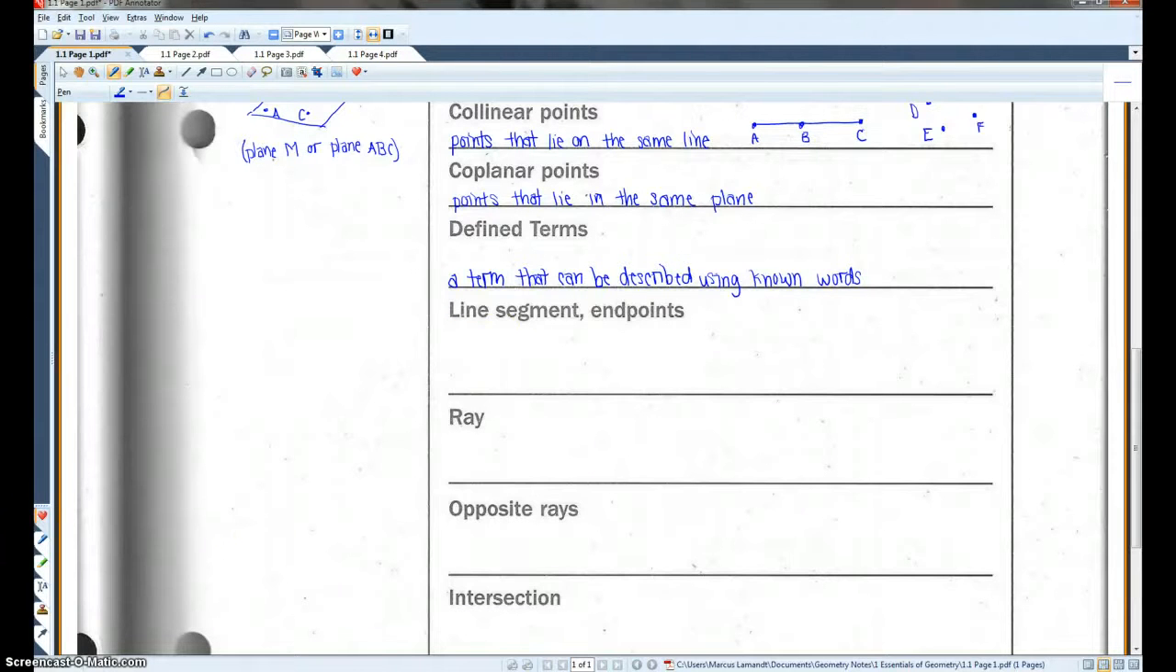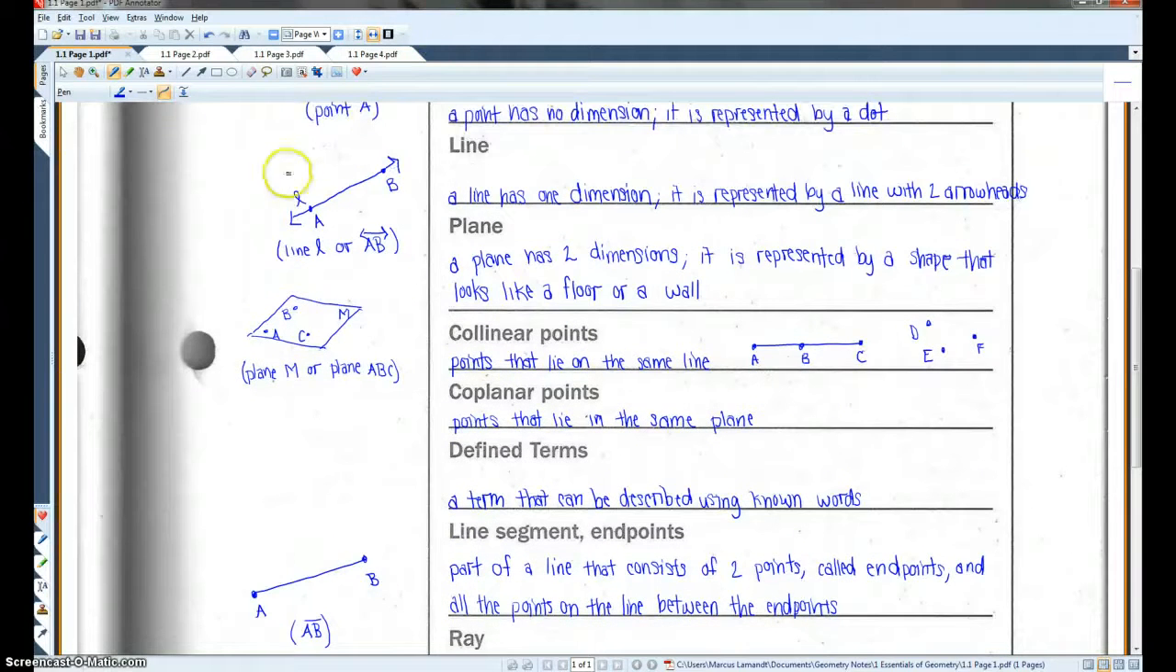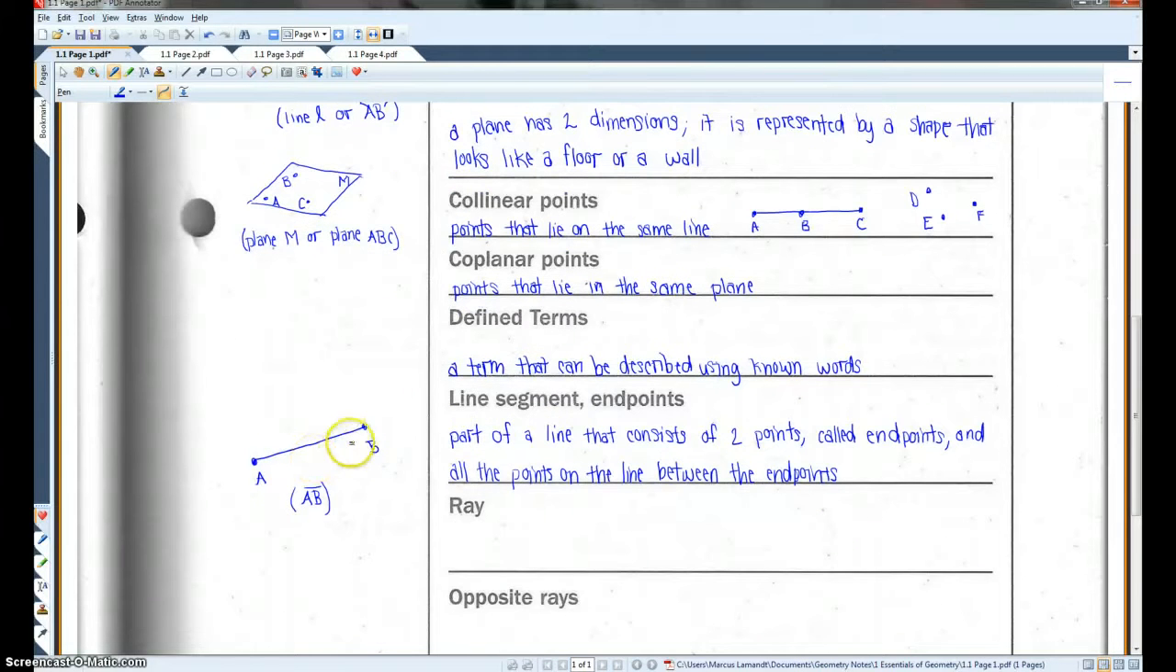Alright, and I'll draw a picture of what that looks like. Okay, so this would be a line segment. Notice how, unlike the line, which has arrowheads on each end, this doesn't go on infinitely in both directions. It ends. It has a certain length.